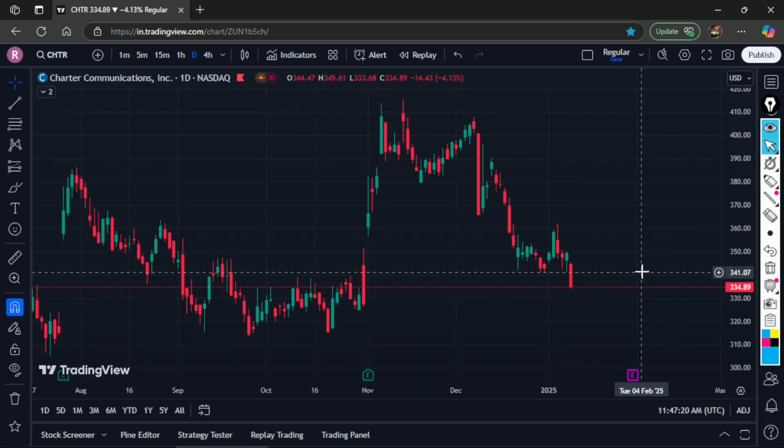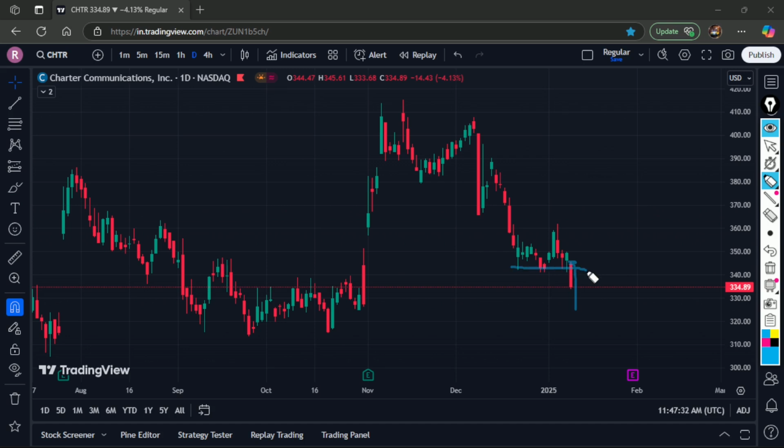Now in CSTR, as we were planning, in the previous session we were planning that if it opened gap down and went downside, then a negative scenario could happen here, and see, a very beautiful move has just come here.